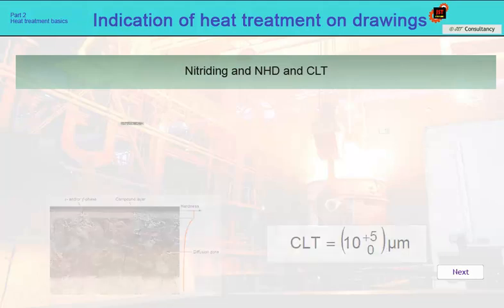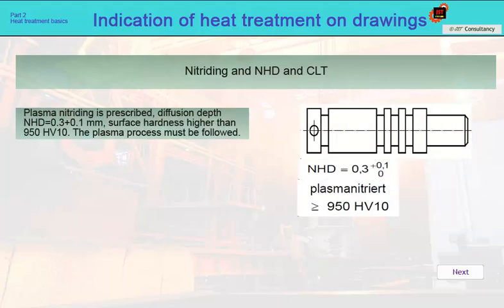This is a prescription for plasma nitriding with a required diffusion depth NHD of 0.3 plus 0.1 millimeter and a surface hardness higher than 950 HV10. The fact that plasma nitriding is defined means that the part cannot be nitrided in gas.